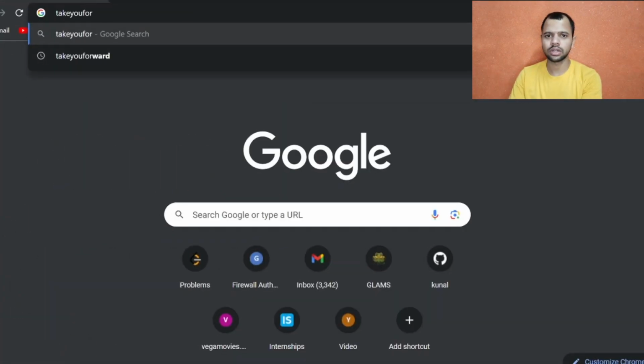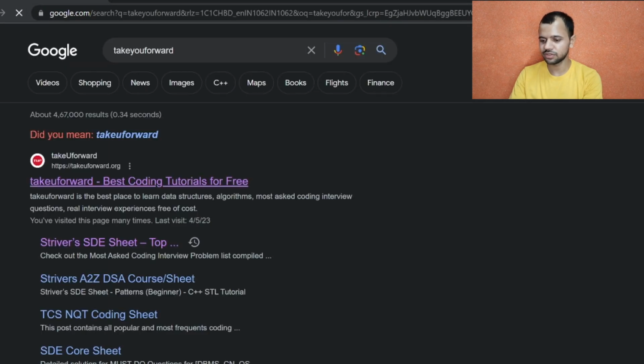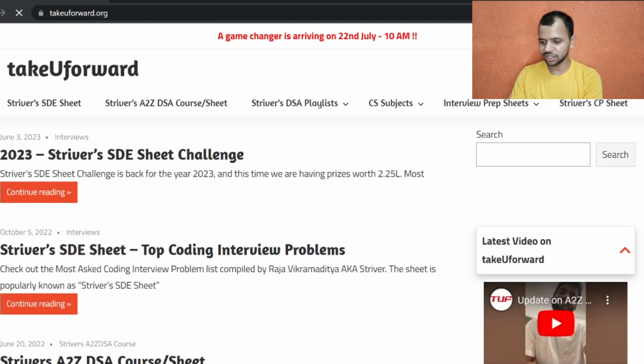First of all, we will go to the website of Take You Forward. That is the website of Striver. You must be aware of that if you are using it. This is how the homepage looks. It also contains Striver's SDE sheet, which is very popular. If you are using LinkedIn, your homepage must be filled up with those SDE sheet challenges and success stories of people who have followed the SDE sheet.